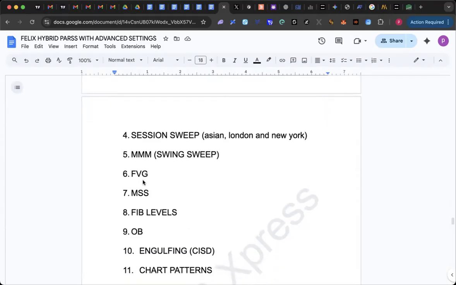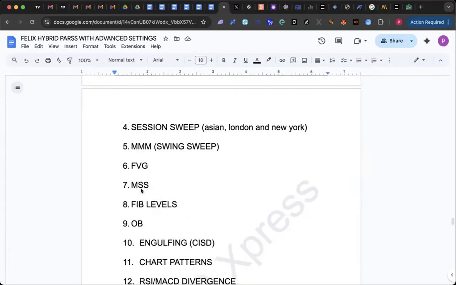FVG, this is very important. Fair value gap. Fair value gap is a three-candle formation that creates a space between the third and the first one, and the second one in the middle creates a gap between them. So that shows where the market is going, but if you do not have an education of the directional bias, you probably may not be able to fix your trade on that. Okay, so fair value gap.